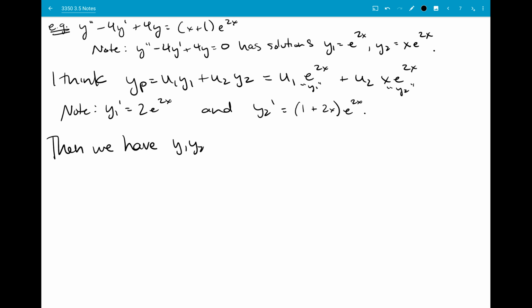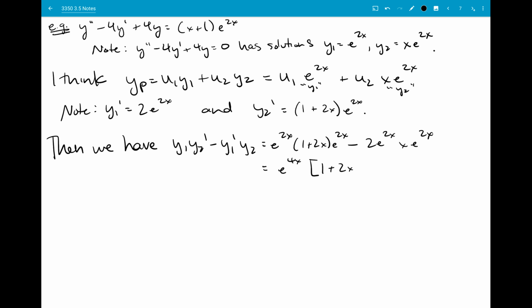So then we have y1 y2' minus y1' y2 is equal to e to the 2x times (1 plus 2x) e to the 2x minus 2e to the 2x times x e to the 2x. So I'm going to go ahead and have e to the 4x from e to the 2x times e to the 2x. That's also here. So then I can pull everything inside of a common parentheses. I've got 1 plus 2x minus 2x. So it's just e to the 4x.